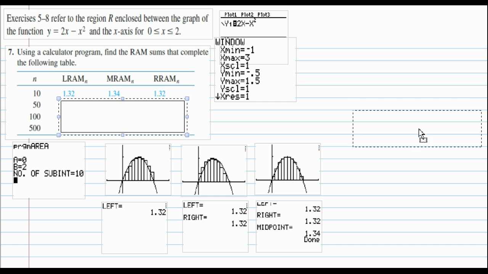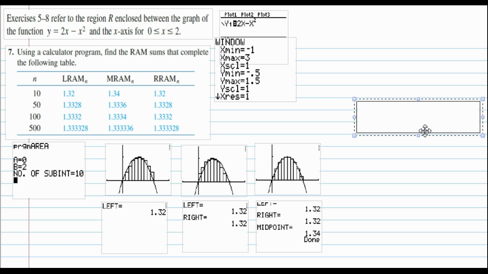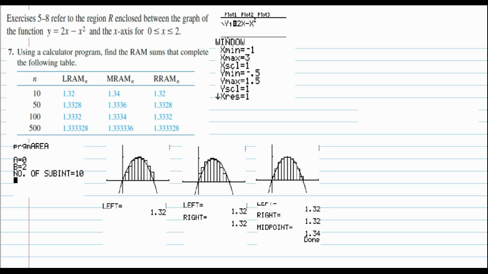And then of course you can do the rest for 50, 100, and 500. And you will be able to see in future sections that the more rectangles we put underneath, the more accurate they're going to get. And you can kind of sense that they're going to get more accurate because look how close L, M, and R RAMs are when you get to 500 rectangles. The closer they get, it's probably a hint of the level of accuracy you're getting to.